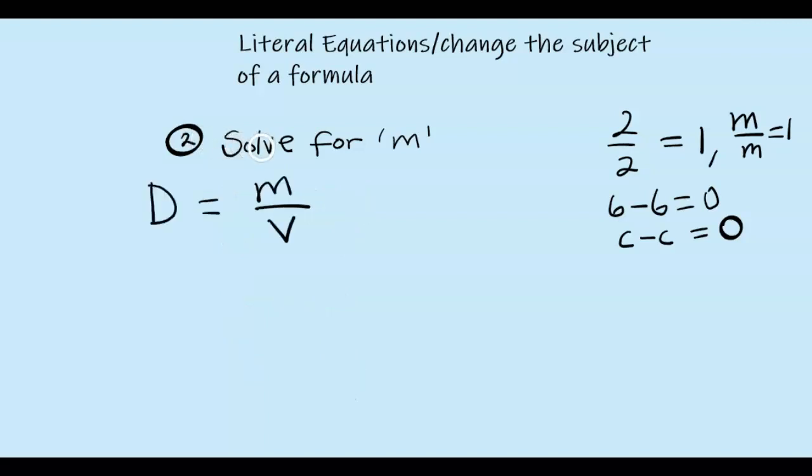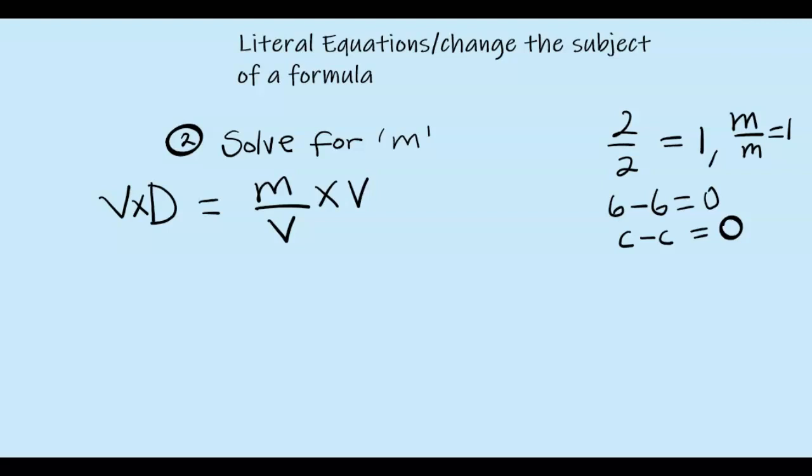Okay, so example 2, we are solving for m in this density formula. We want to make m the subject. So we need to get rid of the v. V is dividing, so the opposite of division is multiplication. So we will multiply here by v. Likewise, multiply here by v.